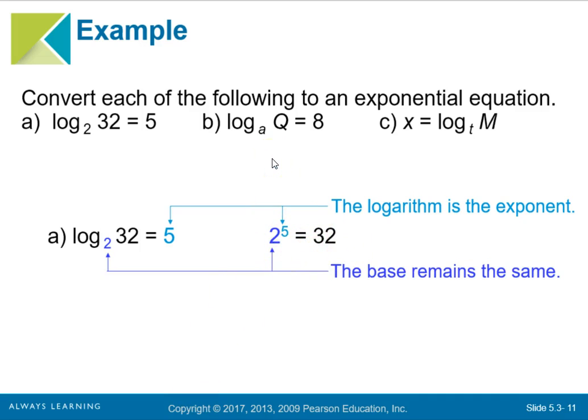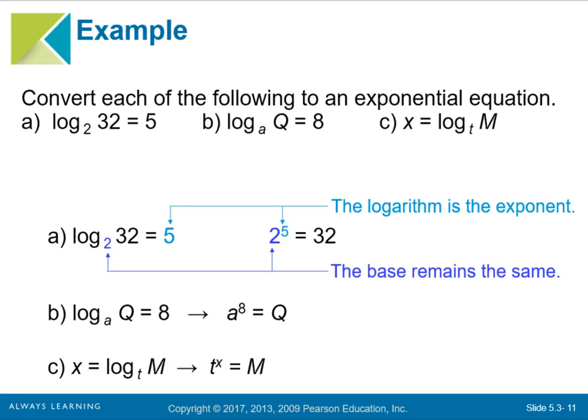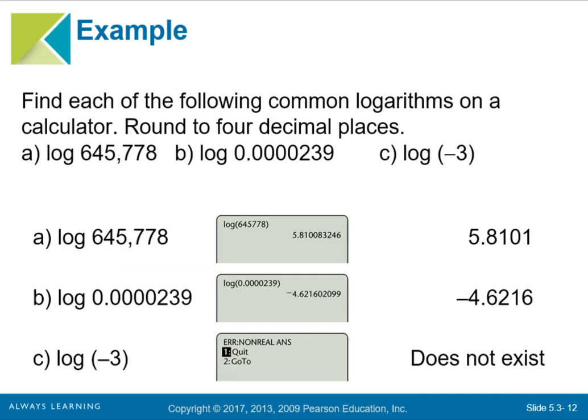In this case, our a is the base, and we're going to have 8 as our exponent. So a to the 8th is going to give us q. And then here, our t is going to be our base, our x is going to be our exponent, and that's going to equal m. Hopefully this is all starting to gel together, so it's making sense.